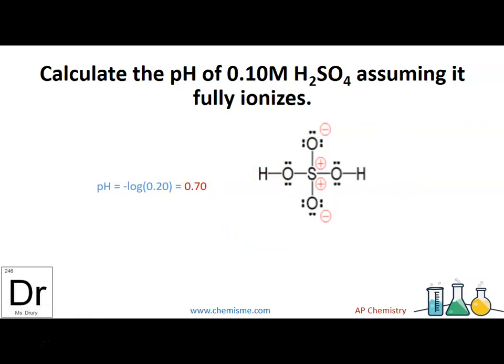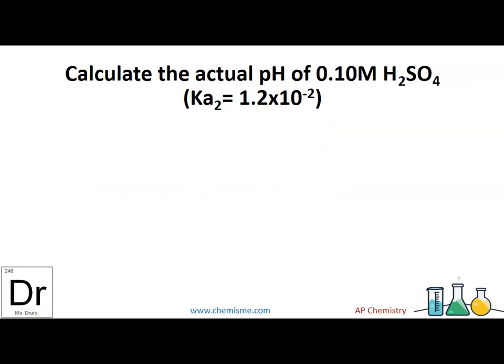If you actually measure H₂SO4 though, its pH is a lot closer to 1 than it is to 0.7. So we have to figure out what's going on. The second hydrogen must not be coming off as much. So let's calculate the actual pH of 0.1 molar sulfuric acid, and notice they gave you the Ka2 because remember the Ka1 came off 100% of the time. So again, the first time is a strong acid, it fully ionizes.